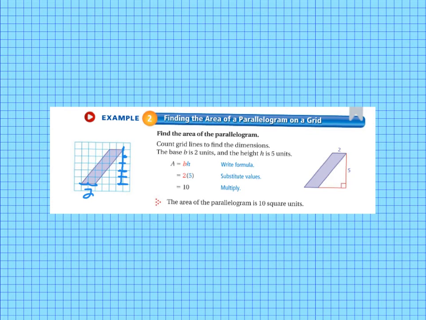So our first step is write the formula, and then we substitute our values. So our base is 2 and our height is 5. And then our third step is we multiply. So the area of the parallelogram is 10 square units.